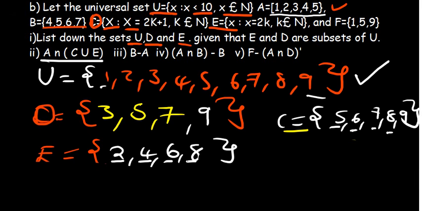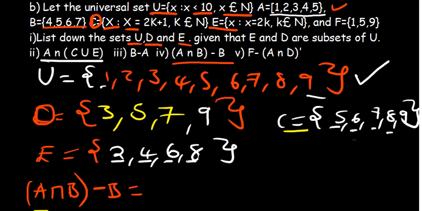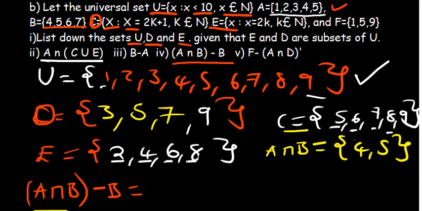Then we need to find A intersection B minus B. A intersection B minus B is going to be equal to, so I'll start first of all by looking at what is in the brackets. So in the brackets we have A intersection B. What are the common elements between A and B? Our A is from 1 to 5, our B is from 4 to 7. What are the common elements there? I can clearly see that we do have 4 and 5 as the common members. So A intersection B is only 4 and 5.